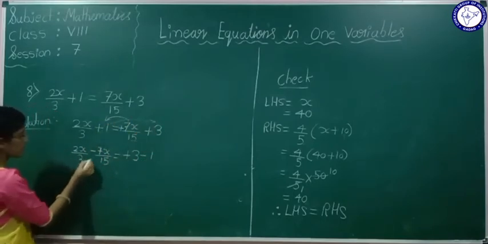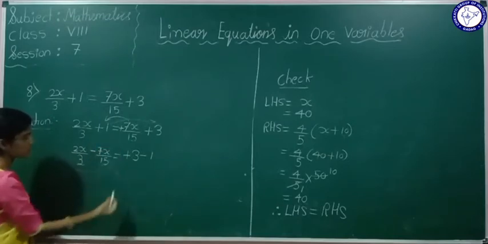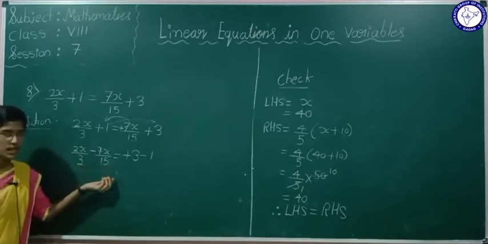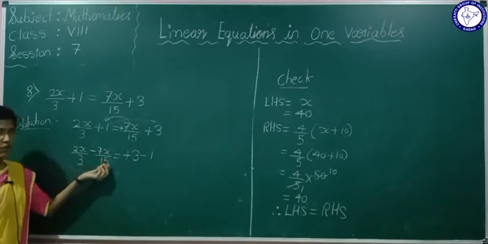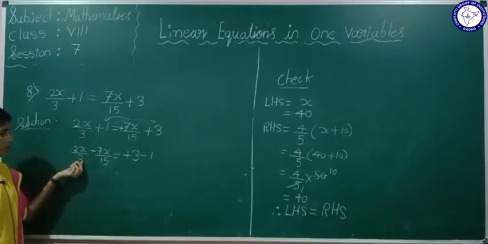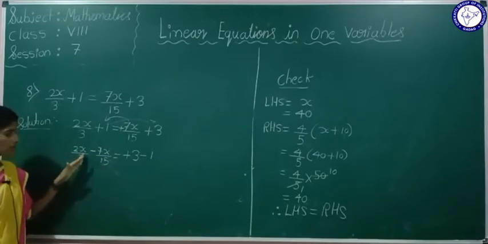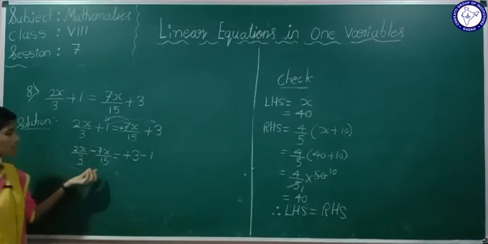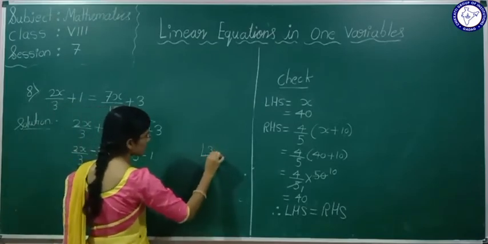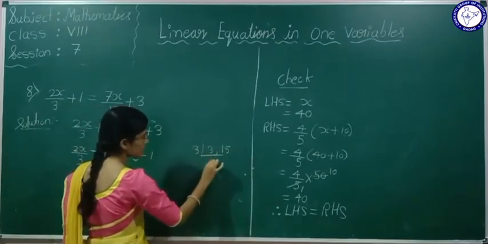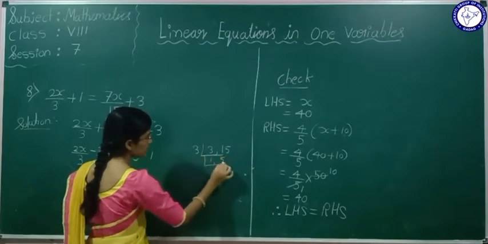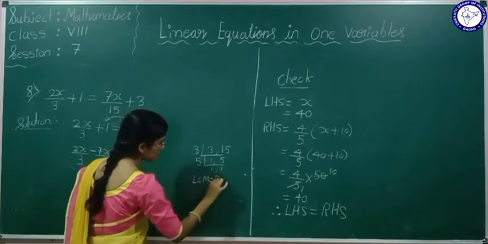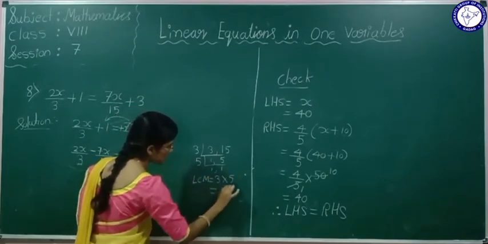Okay, now see here. To simplify this, the denominators are not the same. What we have to do? We have to make the denominator the same. To make the denominator the same, we have to take the LCM of 3 and 15. So, what is the LCM of 3 and 15? 3 ones are 3, 3 5s are 15, 5 ones are 5. What is the LCM? LCM is nothing but 3 multiplied by 5, which is 15.